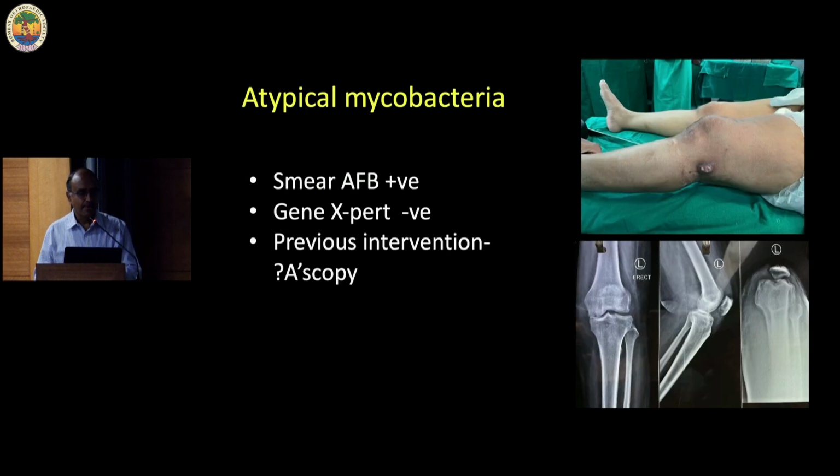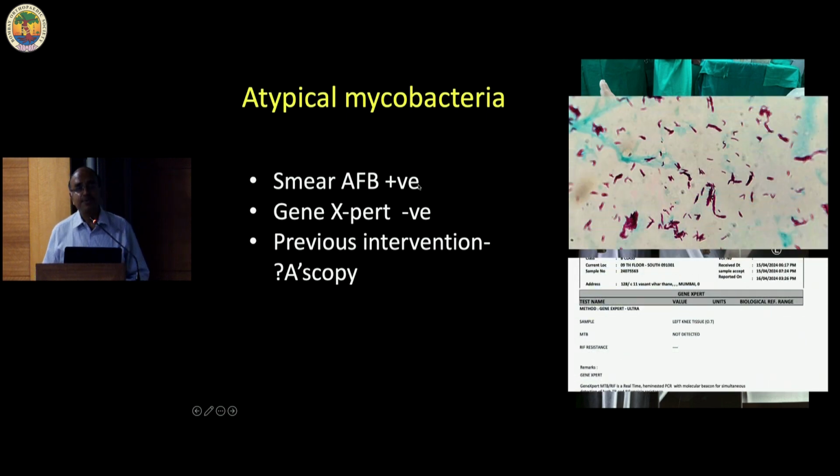Now, before I conclude, one slide about atypical mycobacteria. Again, I stress what has been told in the morning. This is a patient who underwent an arthroscopy, a meniscus repair, and then got infected, debridement was done, then there was a recurrence of the infection, a second debridement was done, again recurrence of the infection, and the patient presented to me with a discharging sinus. In this kind of patient, the X-ray was like this, and we did a debridement and put a cement spacer there. The smear shows AFB positive, whereas GeneXpert shows negative.